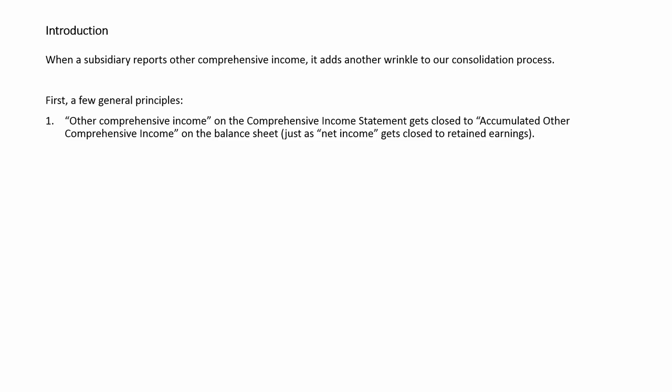First, the other comprehensive income on the comprehensive income statement gets closed to accumulated other comprehensive income on the balance sheet, part of owner's equity. So it really parallels what goes on with net income and retained earnings. So basically we have our regular income being funneled through to retained earnings. We have our other comprehensive income being funneled through to accumulated other comprehensive income.